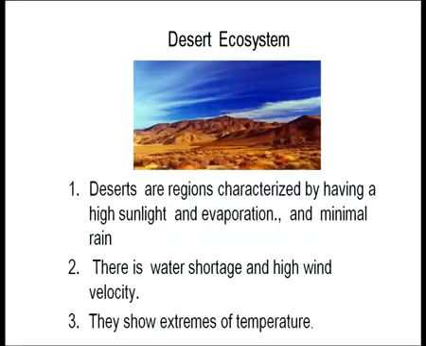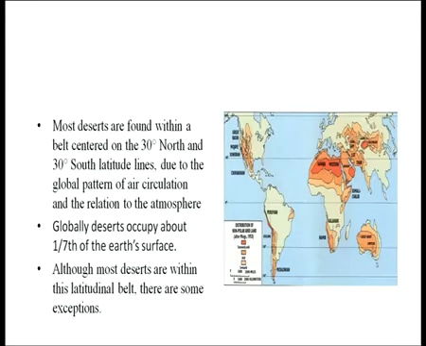Now we come to the next biome, that is deserts. Deserts are the regions characterized by high sunlight and evaporation and minimal rain. There is water shortage and high wind velocity. They show extremes of temperature conditions. Most of the deserts are found within a belt centered on the 30° north and 30° south latitude lines due to the global pattern of air circulation and in relation to the atmospheric conditions.